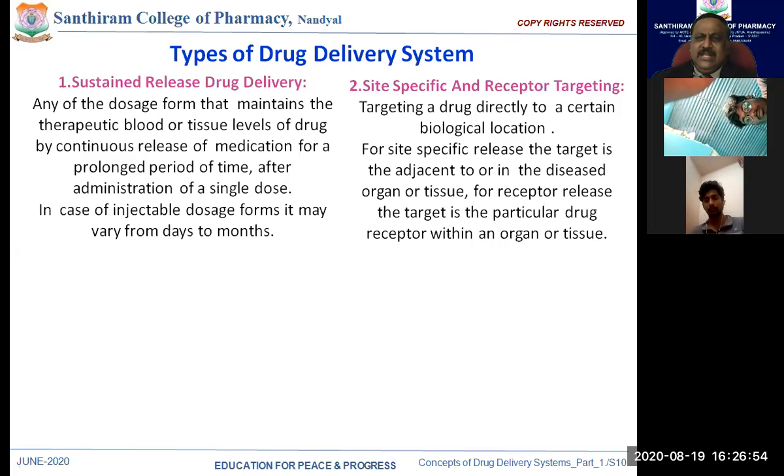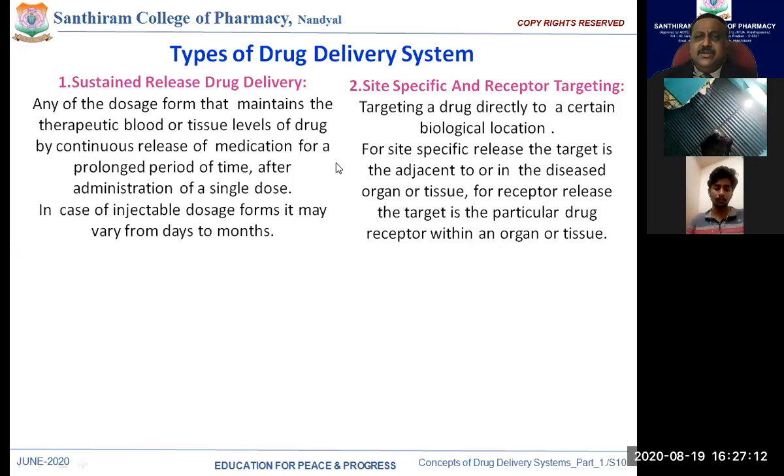So this is just one example, right? Like this, there are so many other formulations which target specific biological sites, or so many other organs. Depending upon the desirability and requirement, they are designed, right? So all those come under one particular category of drug delivery system called site-specific and receptor-targeting drug delivery systems.